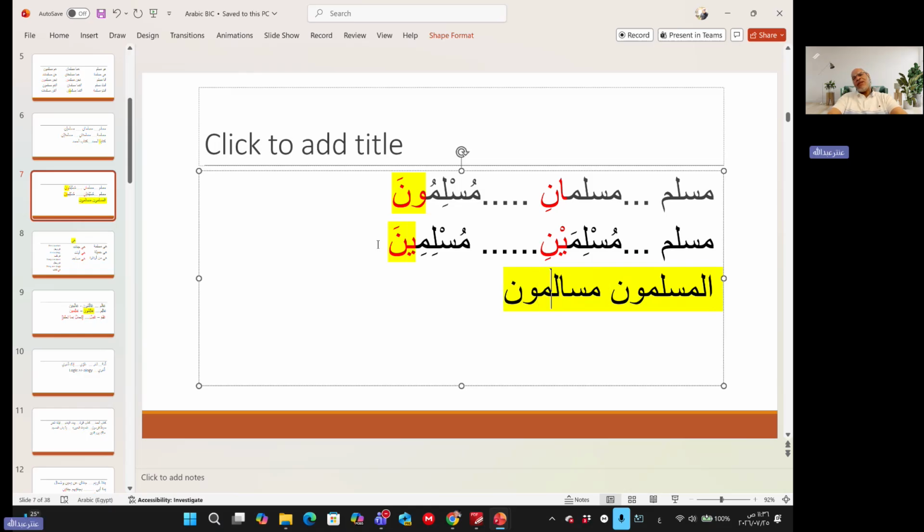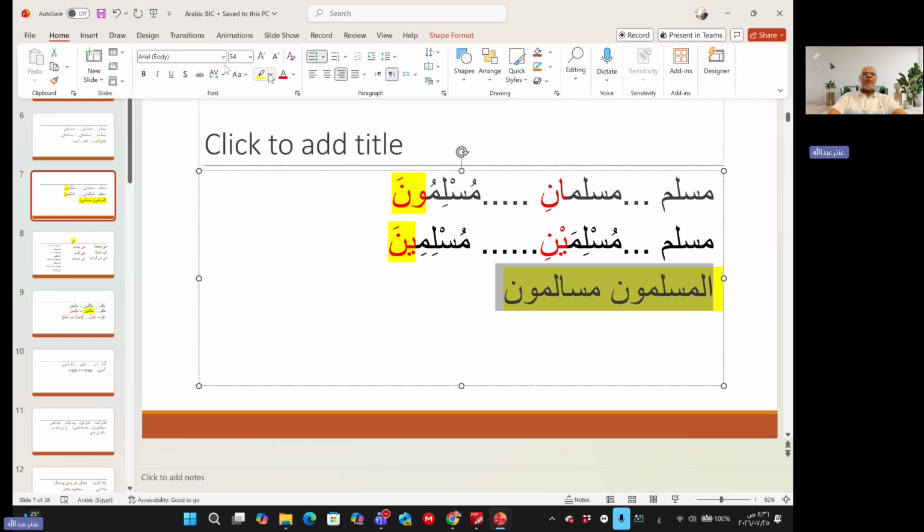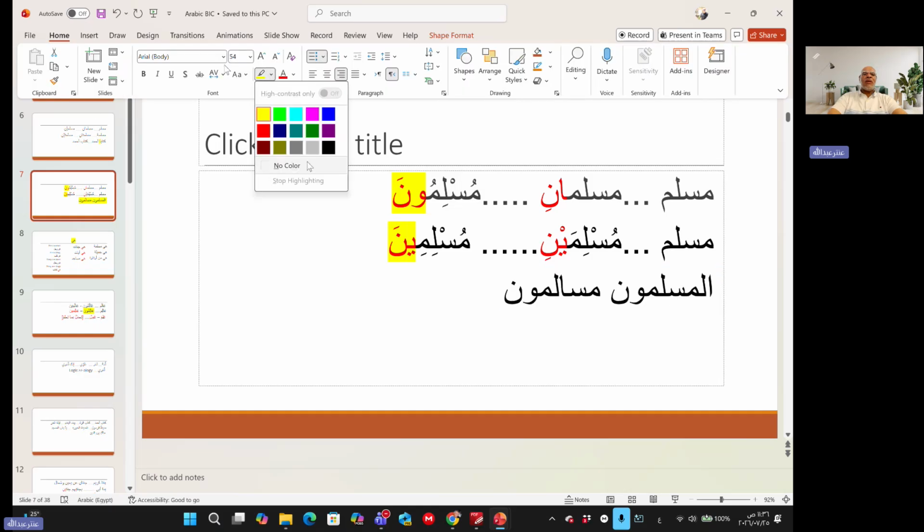Al-muslimuna, musalimuna. They seem to be the same word, but there is a difference. Musalimuna means that they are peaceful. We know that the word Islam means peace. So Muslim means submission. A Muslim means someone who is submissive to Allah subhanahu wa ta'ala, or someone who is peaceful.